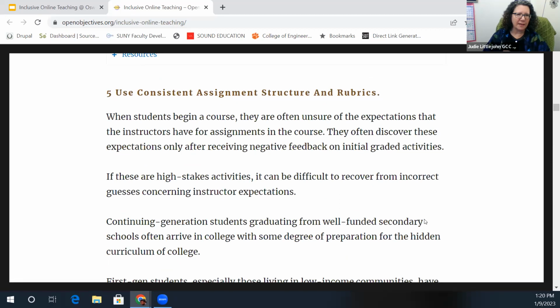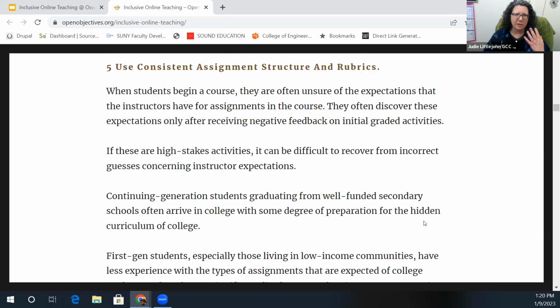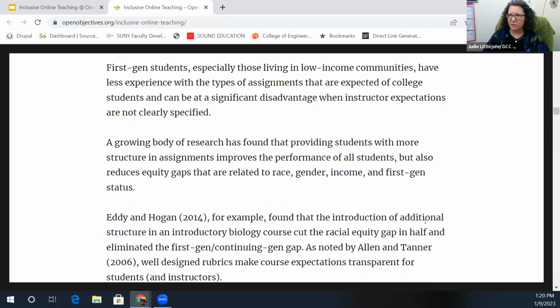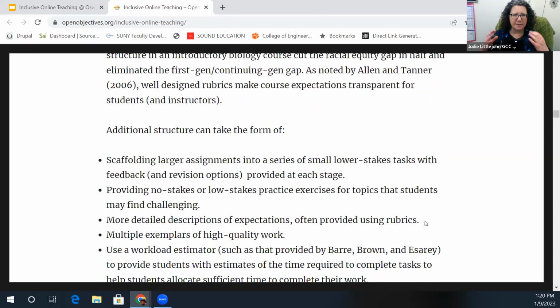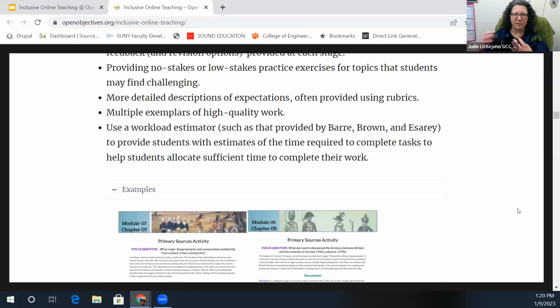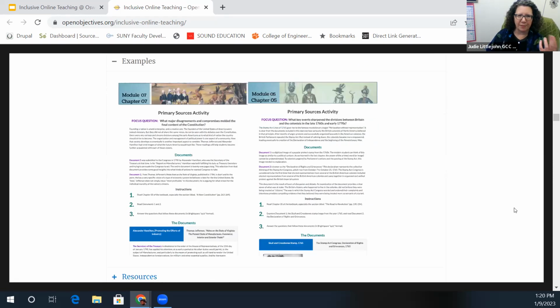And then the next thing we want to plan in our course is consistent structures. Things like assignments and rubrics, so that once students go through one assignment and figure out what they need to know from it and what the expectation is, the following similar types of assignments are going to have the same structure. This is an example I use in American history, where they're engaging with the primary sources. You can see there are clear directions at the top.